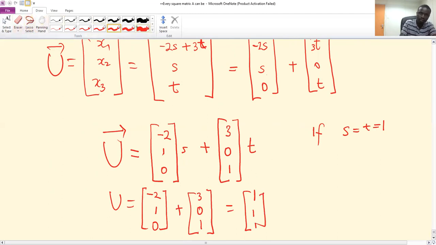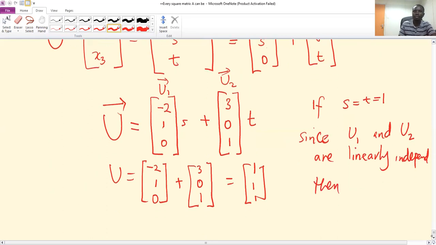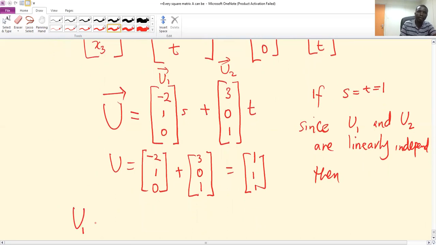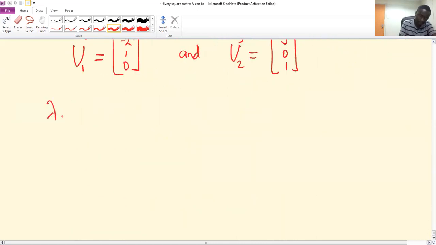But then, if we call this vector u1 and this vector u2, since u1 and u2 are linearly independent, then we can choose u1 to be this vector here, minus 2, 1, 0, and u2 to be the vector 3, 0, 1. So those are the vectors which correspond to the eigenvalue lambda equals 3.